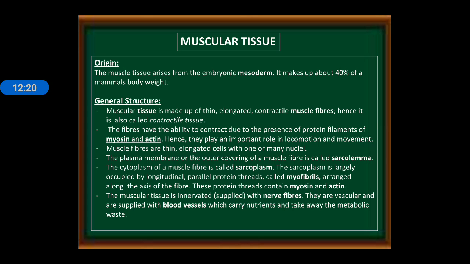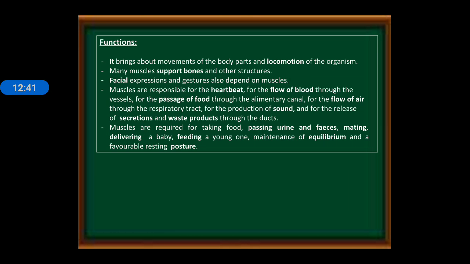We can see the cell contains a plasma membrane. The outer membrane of muscular tissue is known as sarcolemma, and the cytoplasm of the muscle fiber is known as sarcoplasm. These muscular tissues have long fibril protein threads known as myofibrils. Next, function: it brings about the movement of body parts and locomotion of the organism.